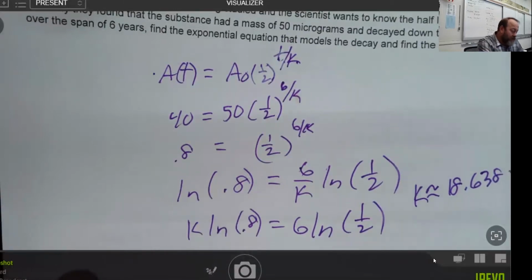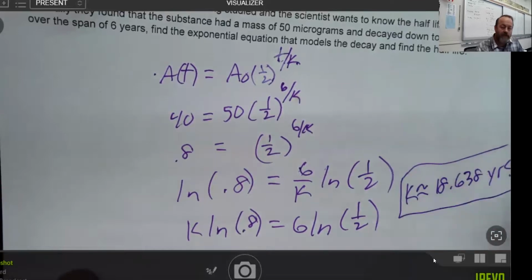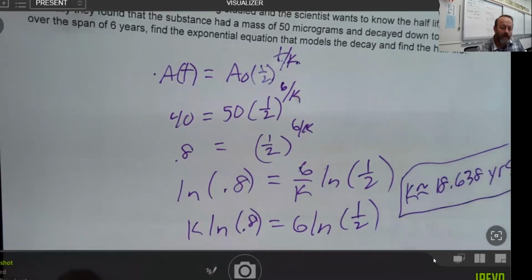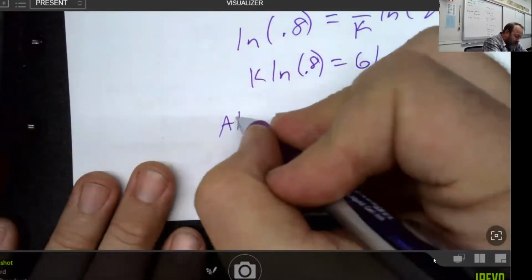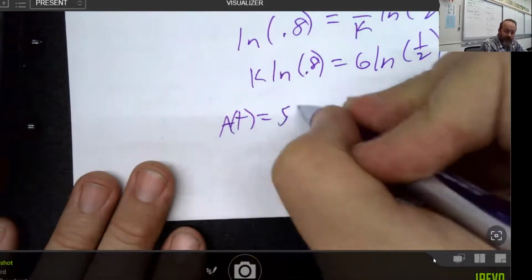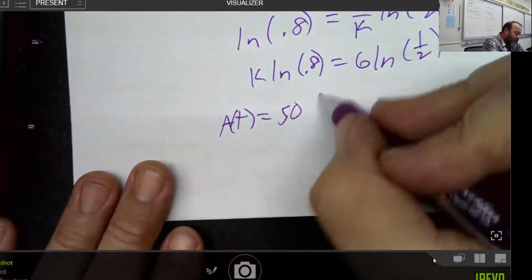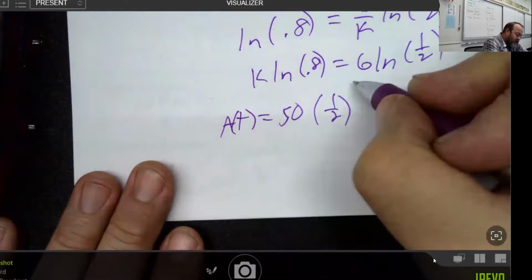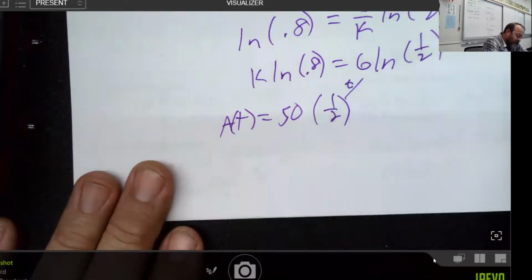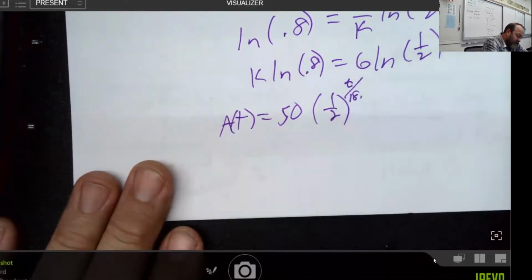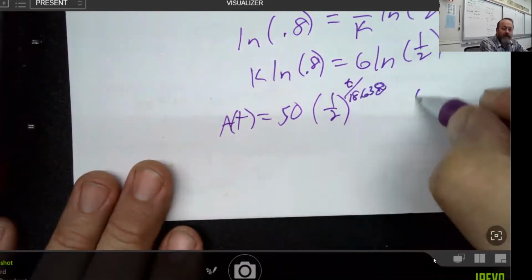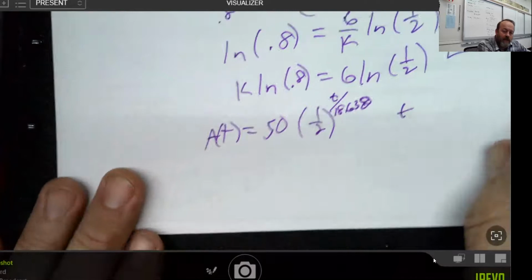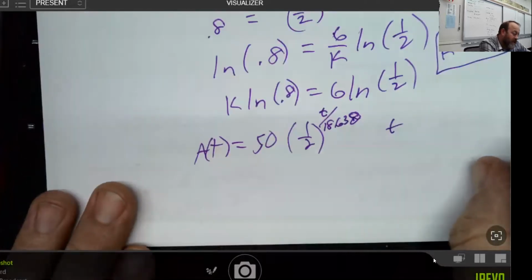And so one thing it wants to know is what the half-life is, but it also wants to know the equation that models our data. And so my final answer would then be that the amount that I have as a function of time is my initial condition, 50, times 1/2 raised to the t over 18.638. And again, it's important when you're dealing with time, because time can be measured in so many ways, to say t in years.